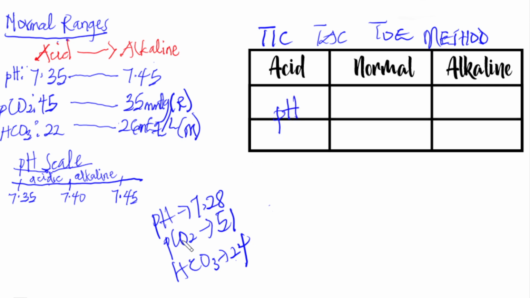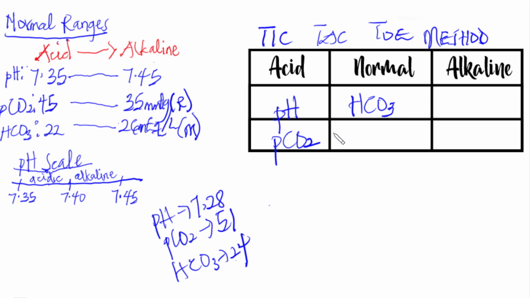Now let's move on to CO2. CO2 is 51. From this, you realize that it is above 45. And as I explained earlier, the more carbon dioxide you have, the more acidic the blood gets. So PCO2 is also on the acidic side, and you place it here. Now, HCO3 is 24. The normal range is 22 to 26, meaning HCO3 is normal. So you place the HCO3 at the normal side.